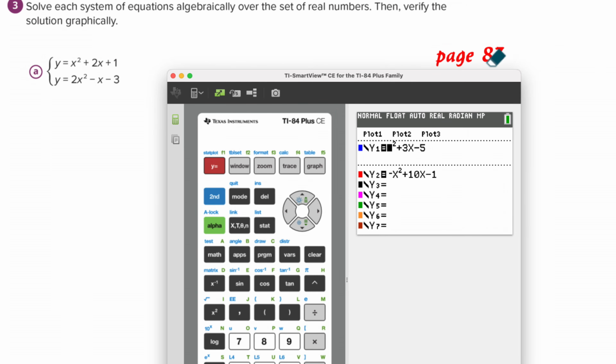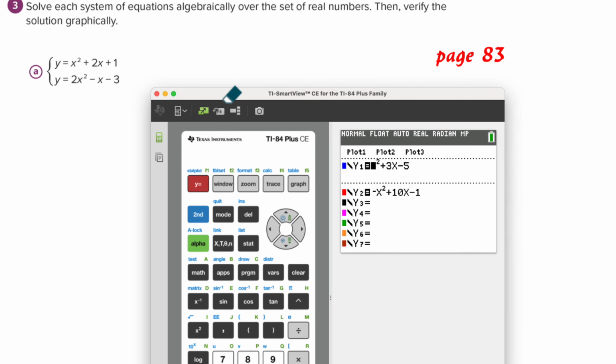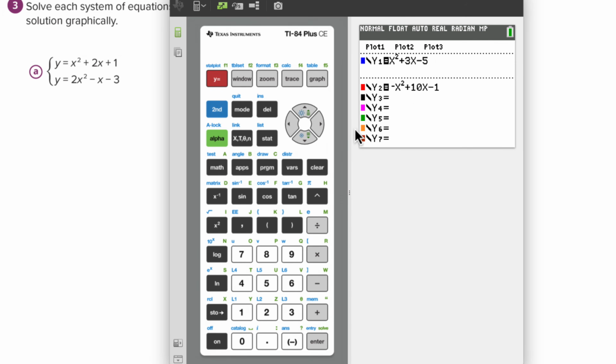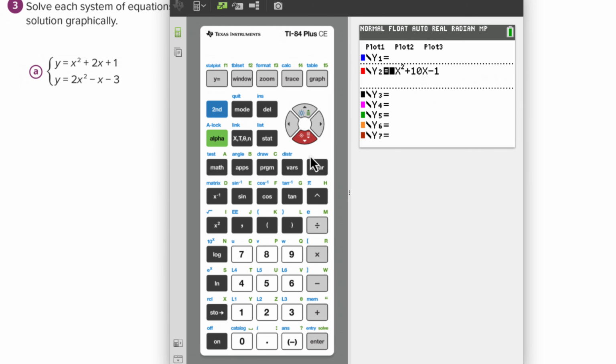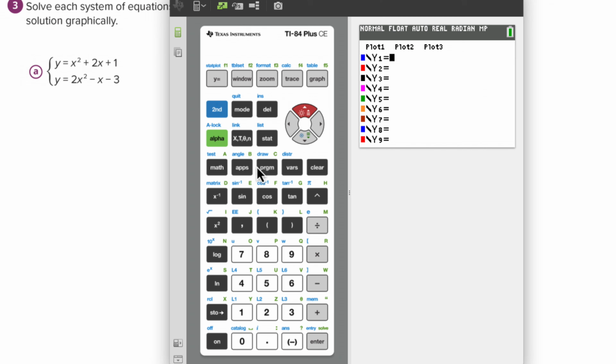So moving to page 83, if it says solve the systems algebraically on your homework, no, you can just use your calculator. Okay, we're just going to use our calculator for this. So we need to clear out these equations. You can hit the clear button in each one of these, or you can reset your calculator, but that's being a little extra. Go ahead and type these equations in y1 and y2.